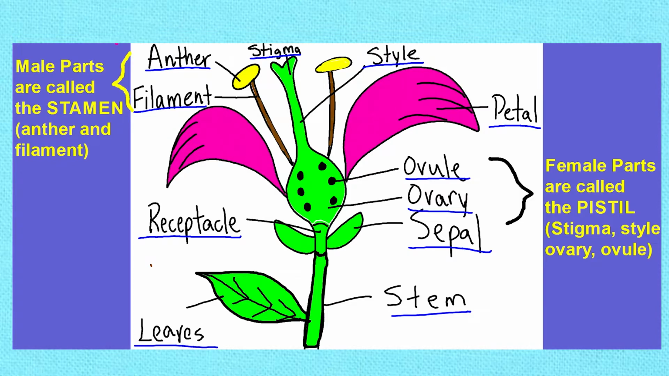The flower is colorful and pink and purple and blue because it wants to attract animals to this part right here, the anther. This is where the pollen is created. This actually right here, the anther and this brown stick below it, the filament, are the male parts of the plant. Sometimes people will wrap up anther and filament and call it the stamen. This is the male part of the plant.